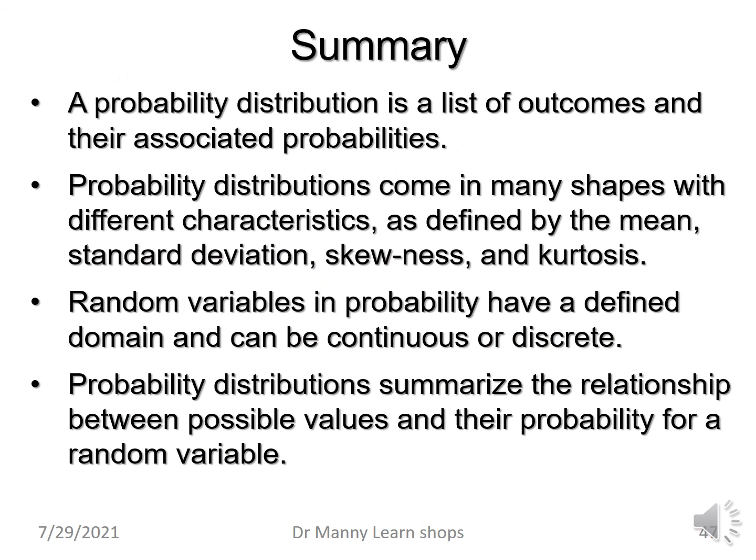So in summary, a probability distribution is just a list of outcomes and their associated probabilities. Probability distributions come in many shapes with different characteristics as defined by the mean, standard deviation, skewedness and kurtosis. Random variables in probability have a defined domain and they can be continuous or discrete. Probability distributions summarize the relationship between possible values and their probability for a random variable.